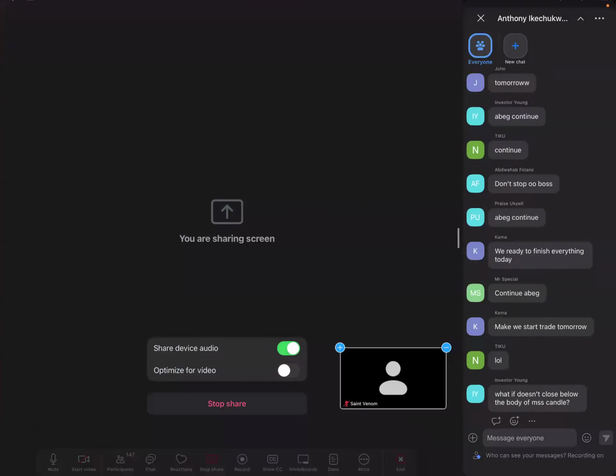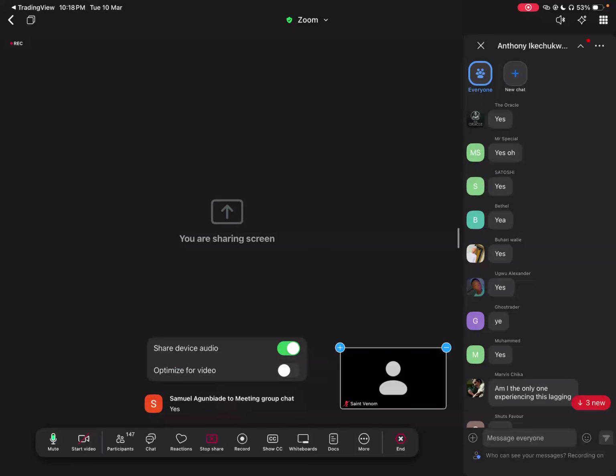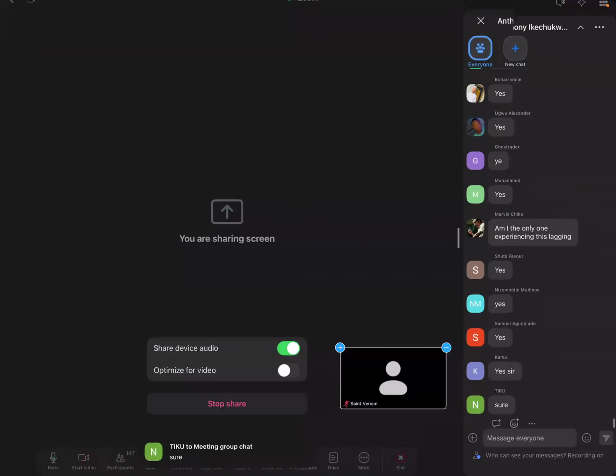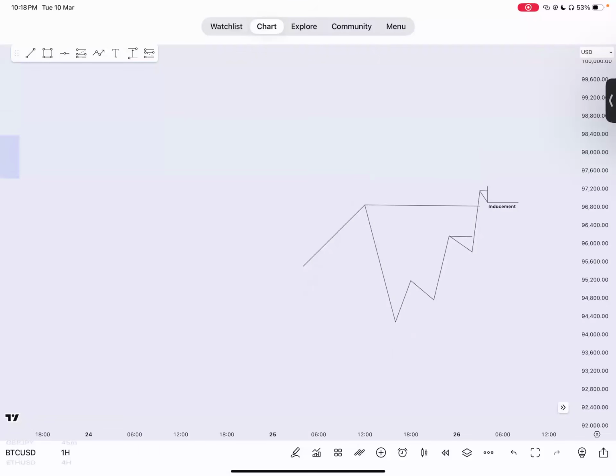The body needs to close above or below the MSS candle. If it does not, you have not gotten a proper inducement yet. Let's check one of the examples here.